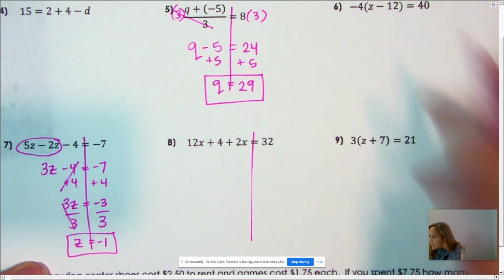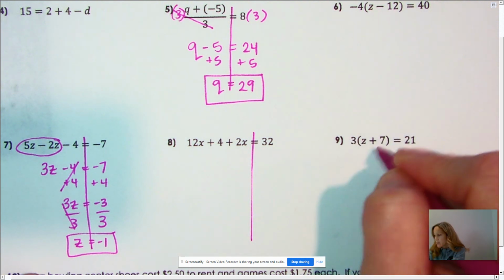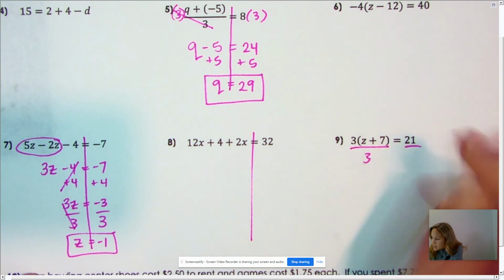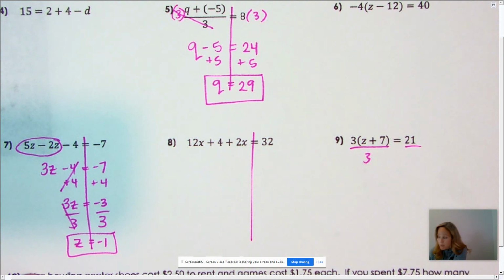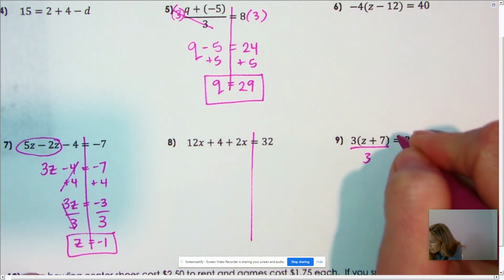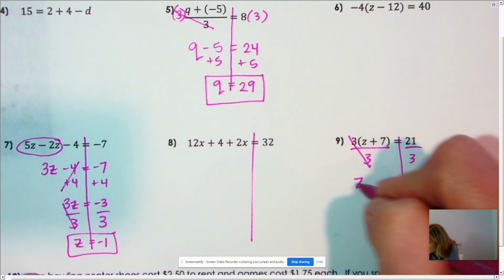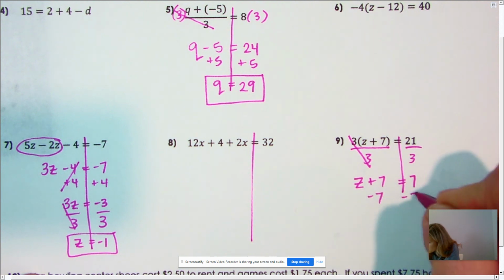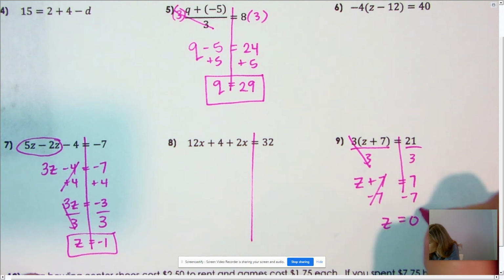Okay, question number 9. You have a couple choices. We could distribute first and then minus and divide, or if you want to, because this means multiplication and there's nothing else being added or subtracted outside the parentheses, you could divide by 3 on both sides and get rid of that multiply by 3, and it actually gives you fewer steps. So I'm going to minus the 7 on both sides, and I get z is equal to 0.